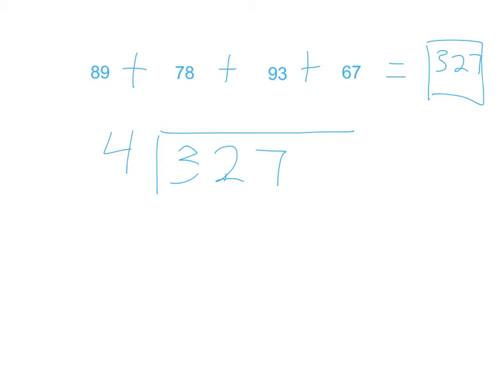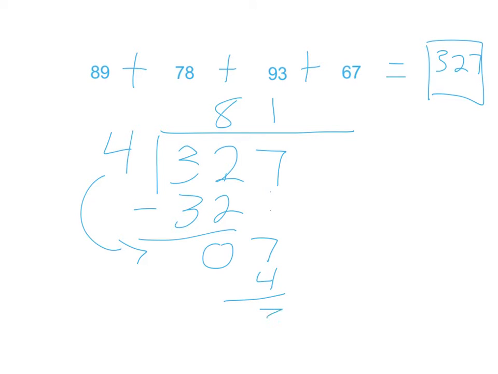So 4 into 32 is 8. 8 times 4 is 32. 32 minus 32 is 0. Now I'm going to bring down that 7 and estimate how many 4s are in 7. There's only one group of 4 in 7, so 1 times 4 is 4. That's going to leave me with the remainder of 3. So we're going to leave it at that for right now.